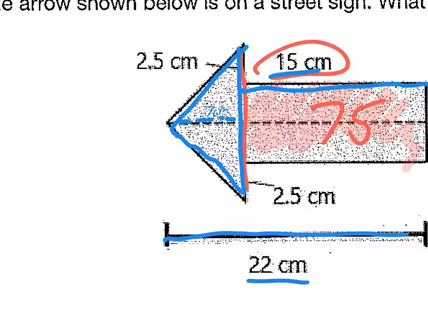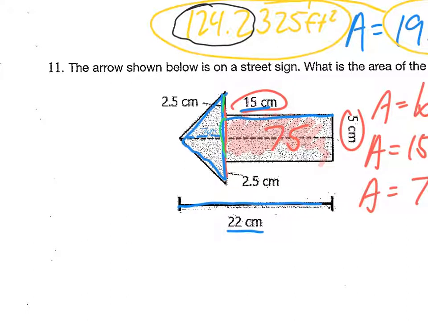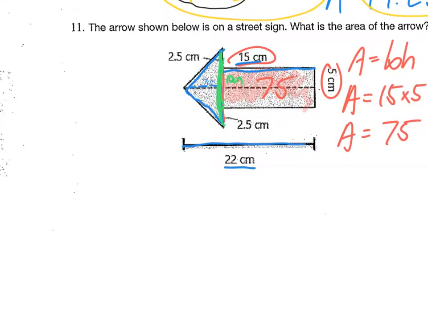Now I need to know the base of my triangle. I need this distance right here. Well, this part right here is 5, and this part is 2.5. So I'm going to combine the 2.5s, and I'm going to combine the 5. And I know that this whole section right here is going to be 10 centimeters. So a little bit of investigating we had to do there.